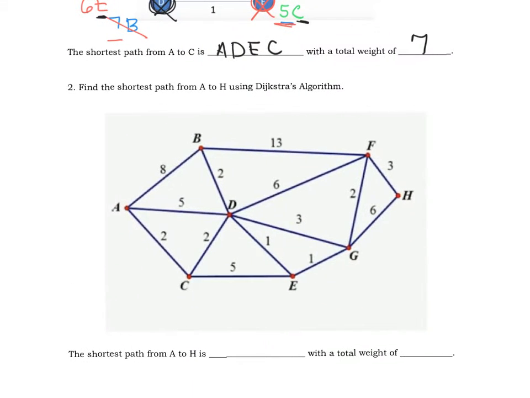Okay, number 2, same thing. We're going from A to H this time. So H gets the 0. So then let's follow those edges. So 3 came from H. 6 came from H. H is now visited. Of those two, that F has the lowest weight or distance.